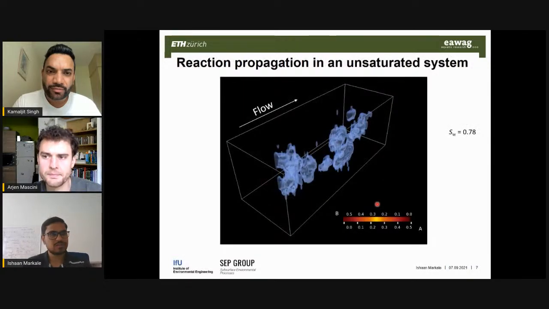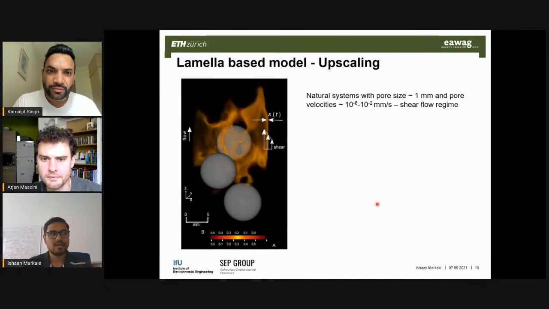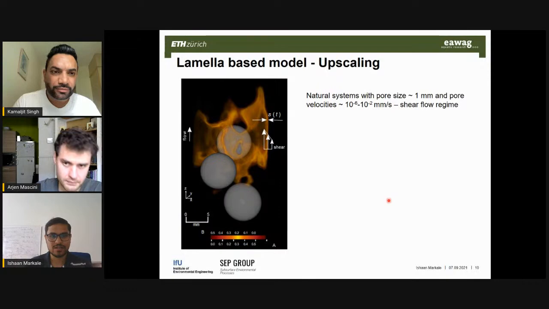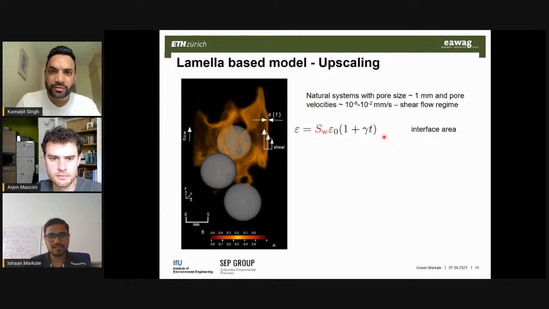So, as I said before, we are considering natural systems in which the pore size is more or less 1 millimeter, and the pore velocities vary between 10 to the minus 6 and 10 to the minus 2 millimeters per second. And this is called a shear flow regime. In this case, it has been shown before that the interface area epsilon varies linearly with time. And what we added here is that we modify this linearly varying interface by adding the saturation level.